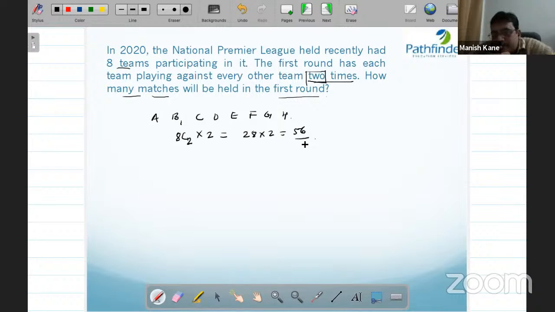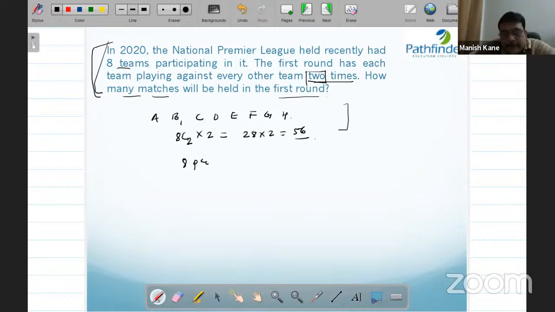Have you understood this? Have you all understood this? Anybody who has a doubt, please feel free. Okay, nobody has raised a doubt. Now see, just as we are grouping these teams into groups of 2, I could have said 8 people shaking hands with each other. Is it any different?